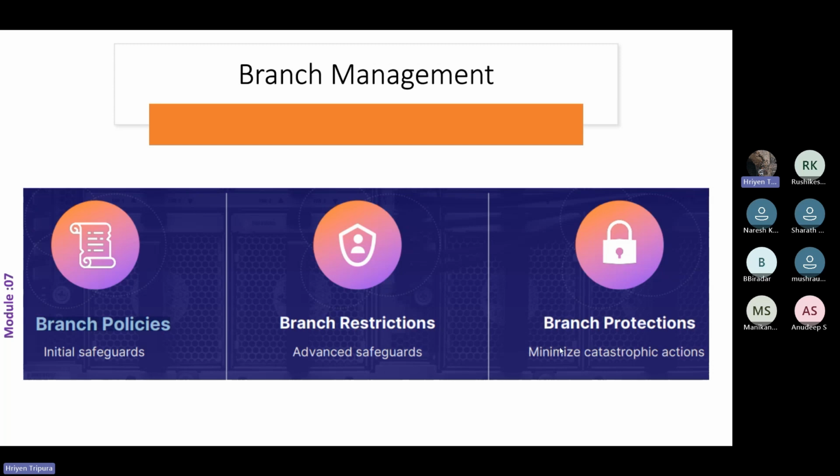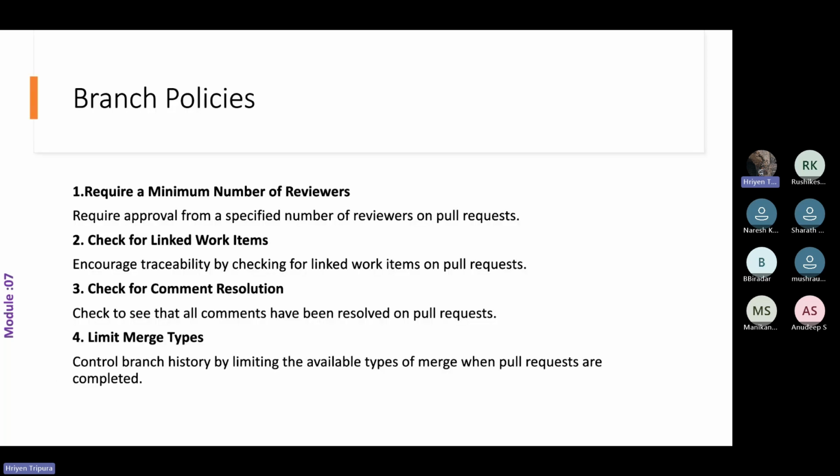Now, when I say the branch policy and also branch restriction and protections, we will go into details on every single thing. First thing here, as you can see, is the initial safeguard. That means this will be the first priority that you need to look after. Then we have a little bit advanced restrict. You can restrict certain things and also minimize catalytic actions. Don't worry if you don't understand, because we will have a detailed explanation.